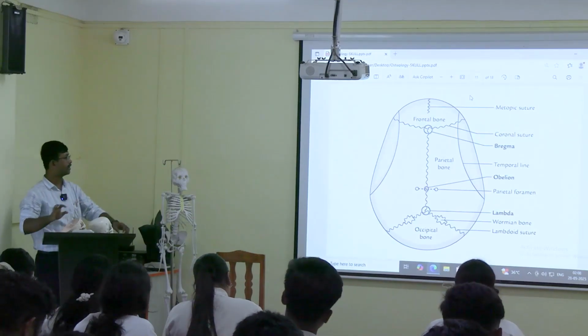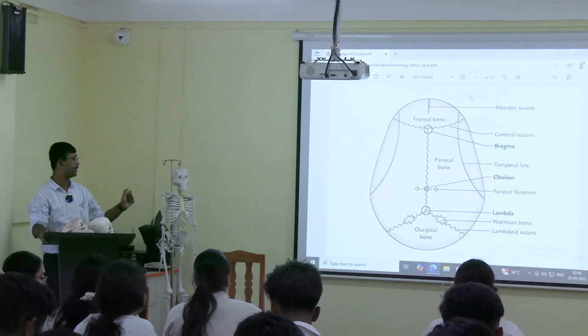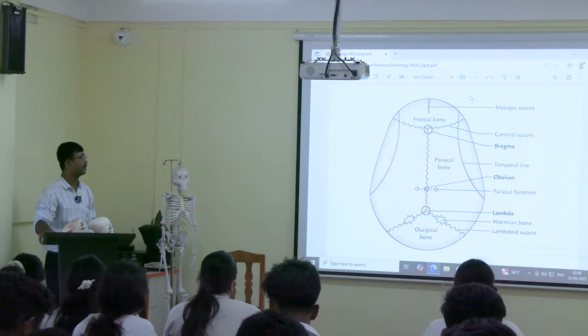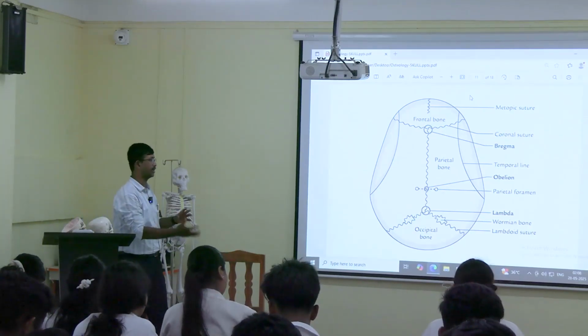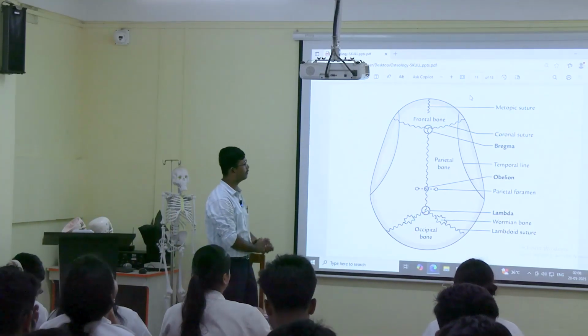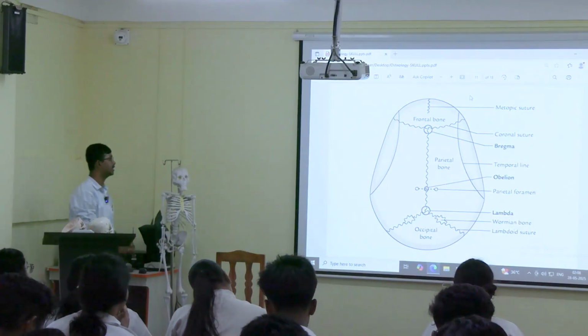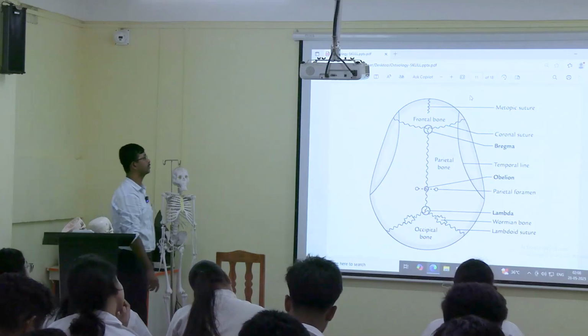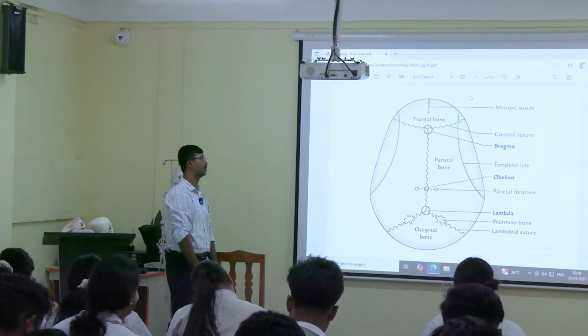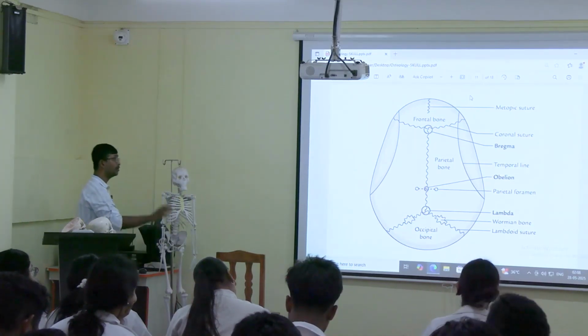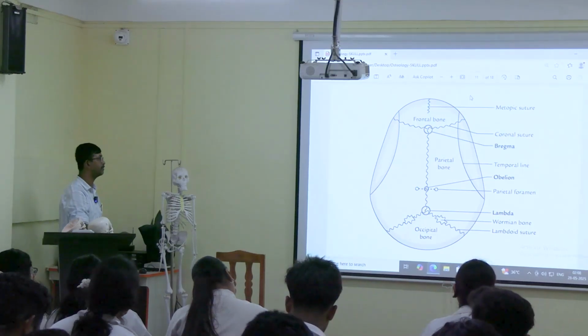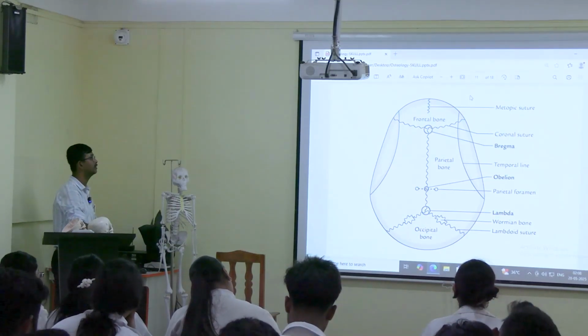So this is the norma verticalis part. Here you will see the bregma as well as the lambda. Okay. So the norma verticalis will be covered in a separate class. Here you will see all the sutures that I have already described. Here you can see the metopic suture that is present in the frontal bone. It is not present always. It is present in some of the individuals, this metopic suture.